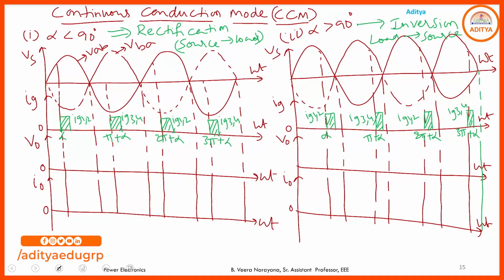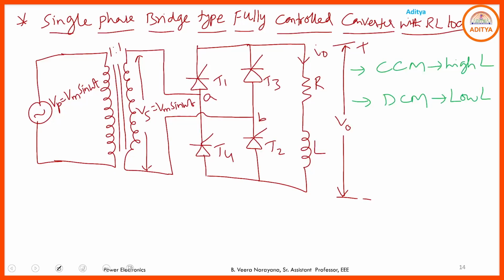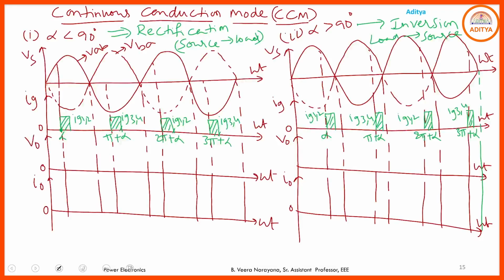Coming to this operation, during the positive half cycle, T1, T2 are in forward bias, and T3, T4 are in reverse bias. At omega t equal to alpha, we provide the gate pulse to T1, T2, hence VAB is transmitted to the load from alpha to pi due to the conduction of T1, T2. And due to the presence of the inductor in the load side, what happens? Some energy must be stored in the inductor.